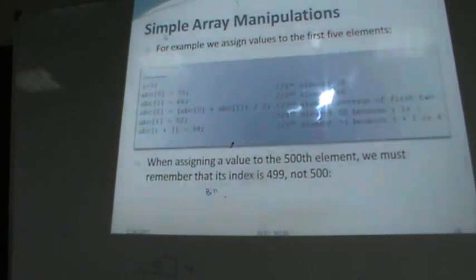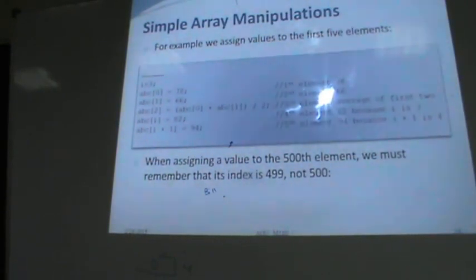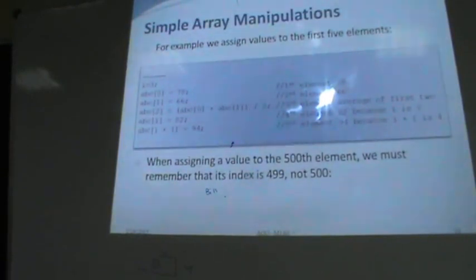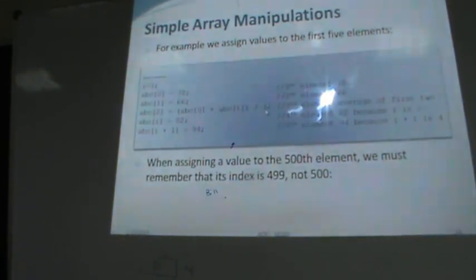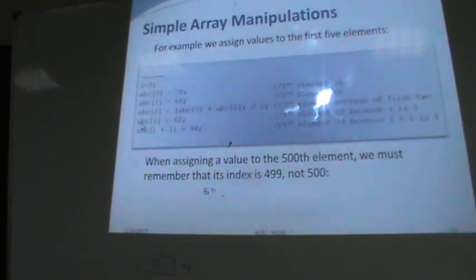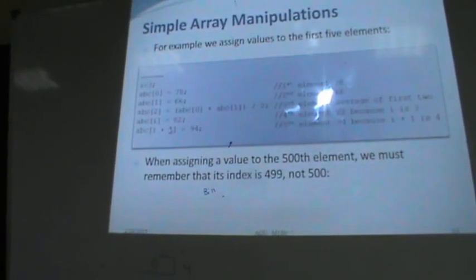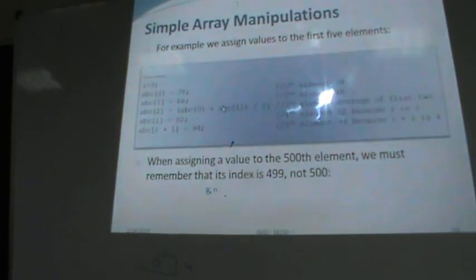Okay, we can also assign values to the first 5 elements of the array ABC that we declared before. If we say ABC of 0 equals 78, then the first element in the array is equal to 78. ABC of 1 equals 66, second element, of 2. ABC of I, and we assign I to 3. As we said, ABC of 3 equals 82. And here ABC of 4 equals 94. Here we assign values to the first 5 elements in the array.